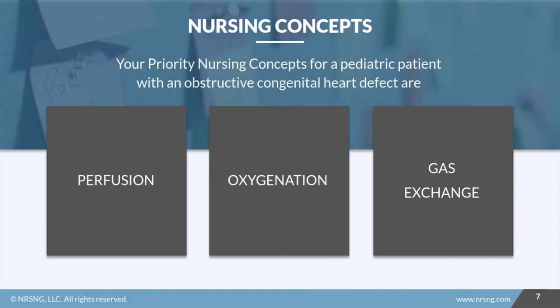Your priority nursing concepts for a peds patient with an obstructive congenital heart defect are perfusion, oxygenation, and gas exchange.